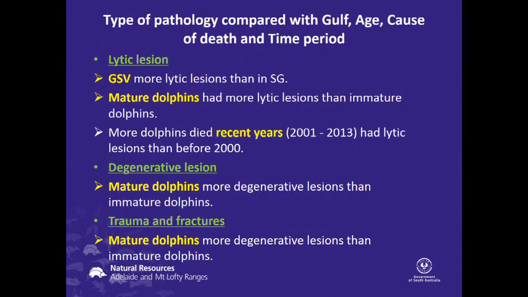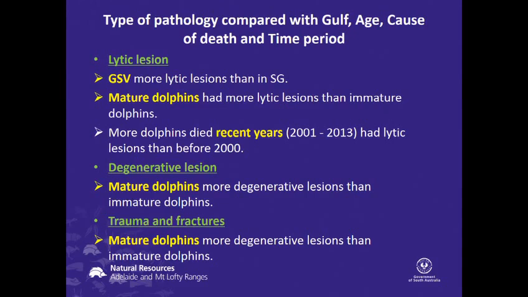And then looking at the individual categories of the regions, lytic regions we found more in the Gulf St. Vincent dolphins. And also more dolphins that died in recent years had lytic regions than before. And for the other types, degenerative regions, trauma and fractures, all of these types, as they're getting older, we found more regions.